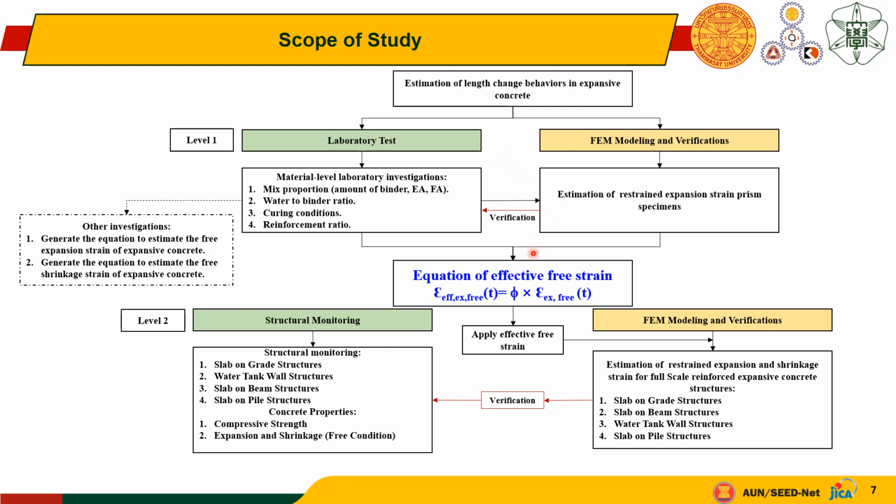So we start to estimate in the laboratory scale, and then from this analysis, finally we can generate the effective free strain. I will explain later what the effective restraint is, and then after that we want to apply this effective restraint at the structural level. We choose some types of structure. Here we have a slab on grade, slab on beam, water tank wall, and slab on pile. After that we verify the result with the structural monitoring.